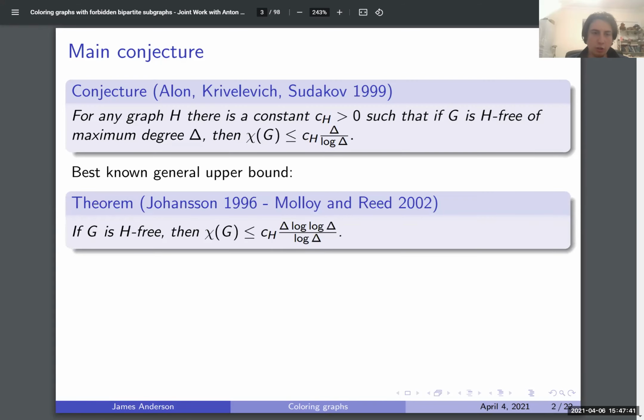So the best known result was given by Johansson in 1996. This was actually never published, but Molloy and Reed gave his proof in 2002. And they showed that if G is H-free, then the chromatic number is at most a constant times delta log delta over log delta. So there's this extra log delta term.